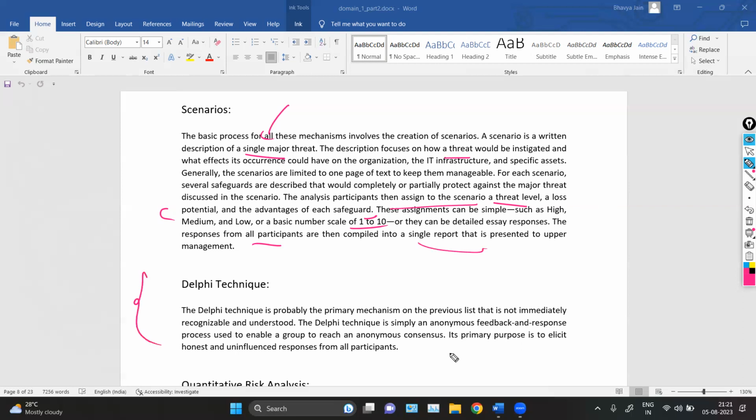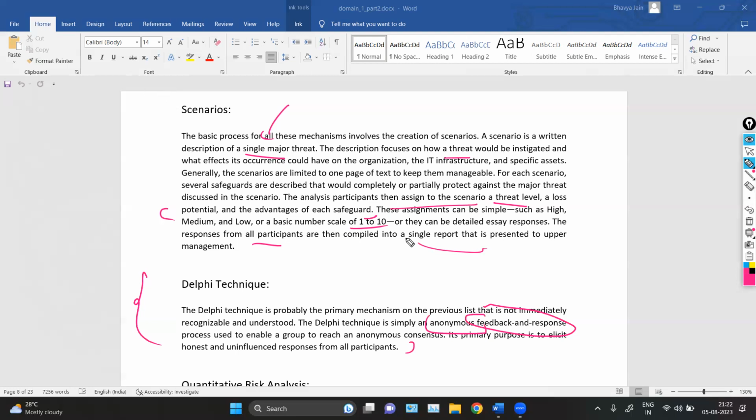Then we have the Delphi technique. It is all about taking feedback from the employees anonymously. We are taking responses from different employees without mentioning their names on those responses, so it is anonymous feedback and response. Why are we doing the Delphi technique? So that we can take ideas and responses from different employees in a non-discriminatory way.